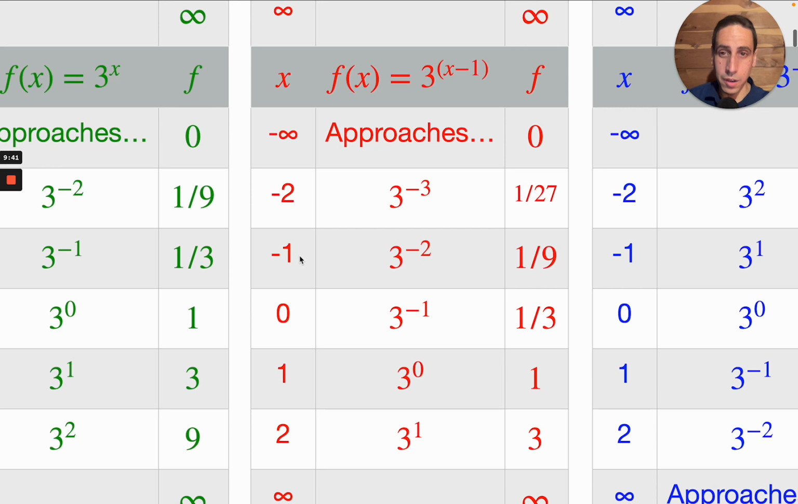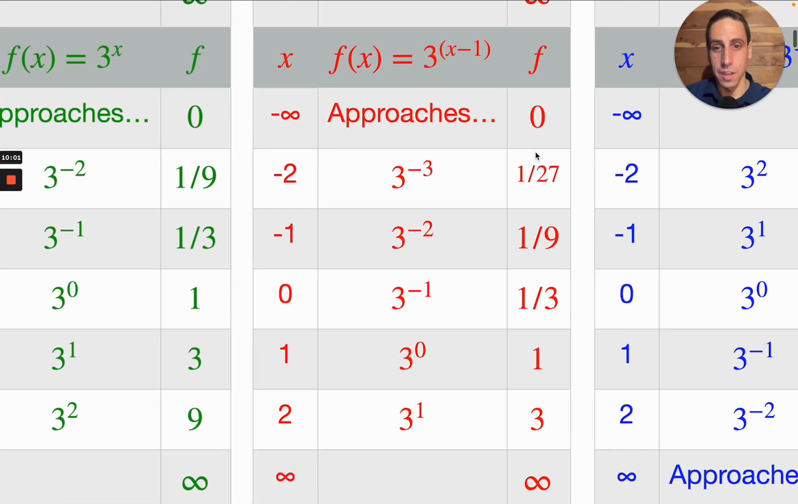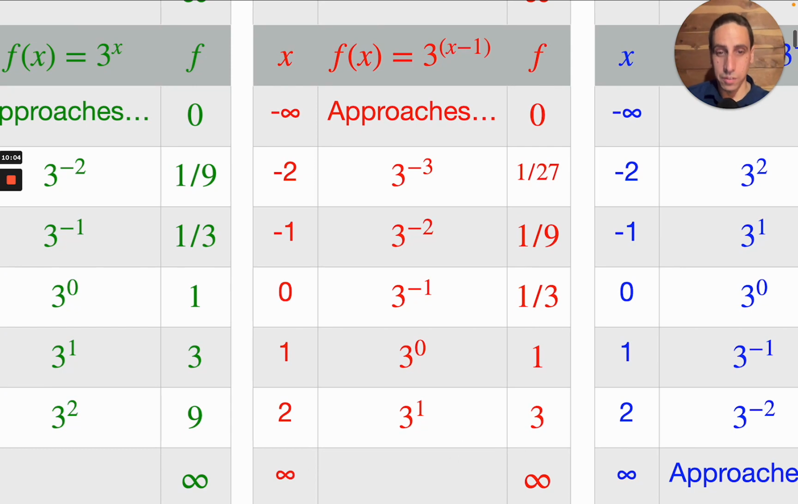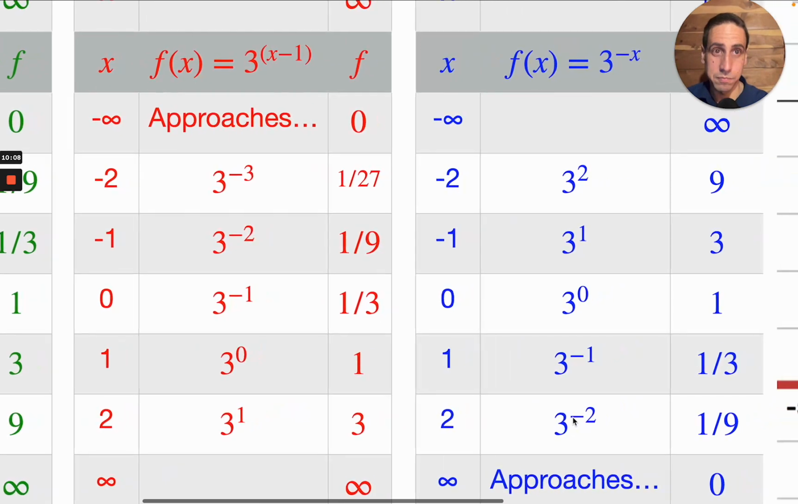-1 minus 1 is -2, so 3 to the -2 is actually +1/9. Negative 2 minus 1 is negative 3, so 3 to the negative third is 1 over 27. These numbers are going to get incredibly small really fast, but they will never actually equal 0. They will approach it only. And if you go in the positive direction, these numbers will get as large as you want as well, by making the x values as large as you want.